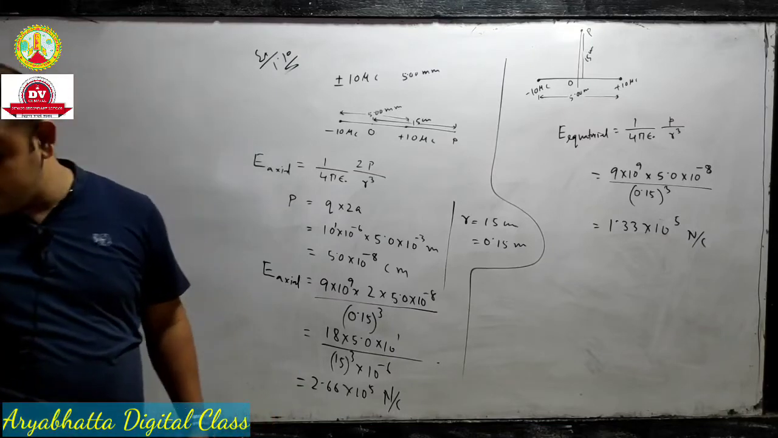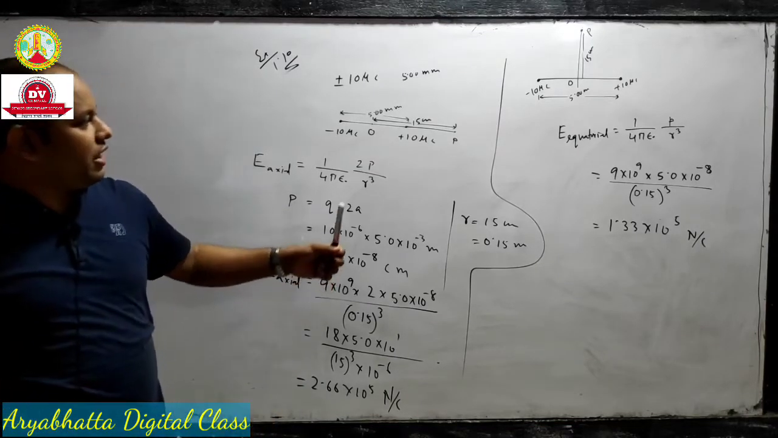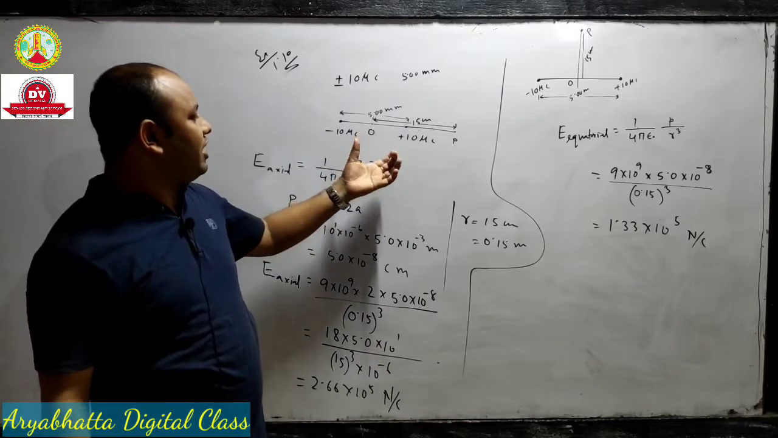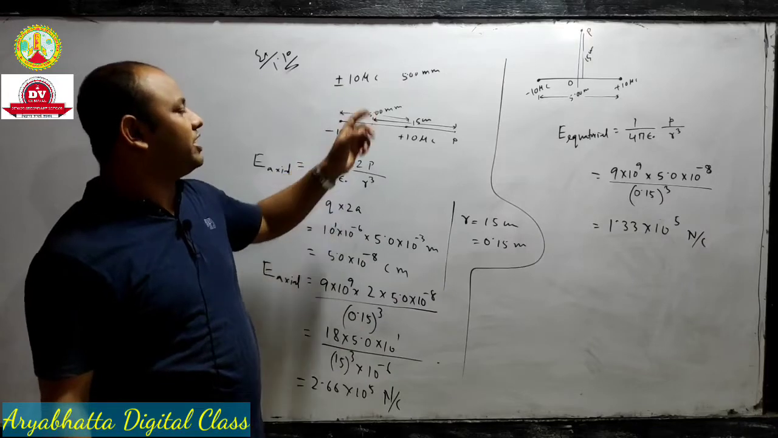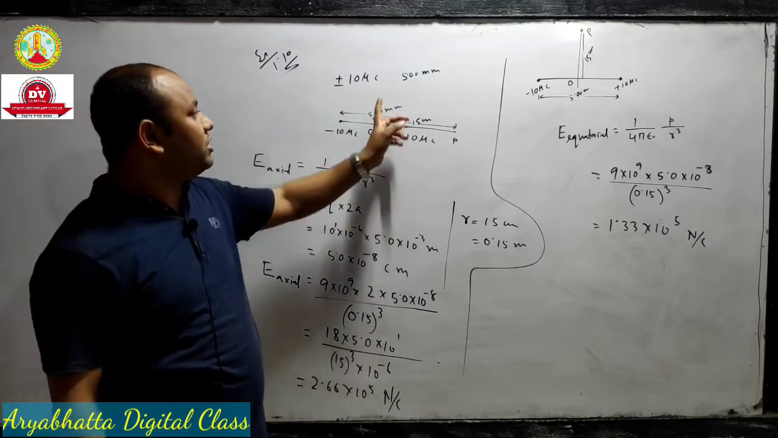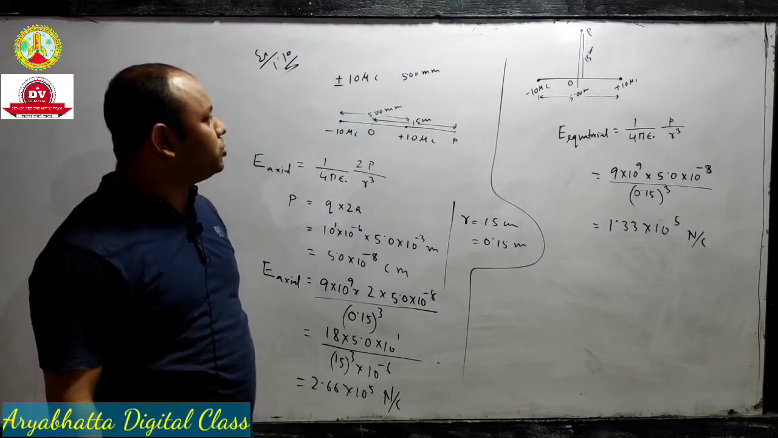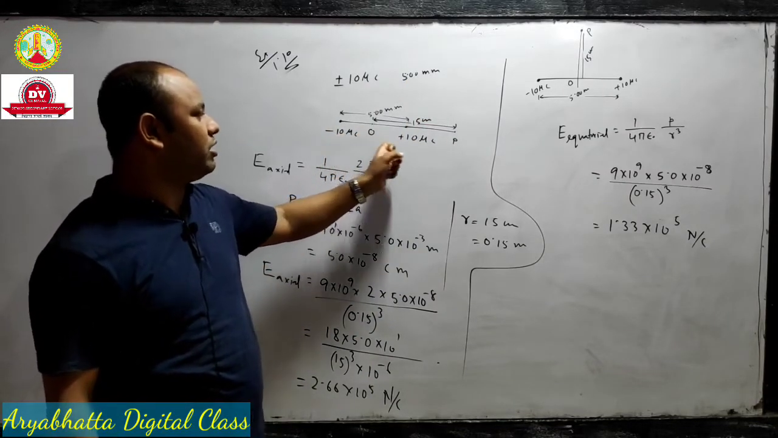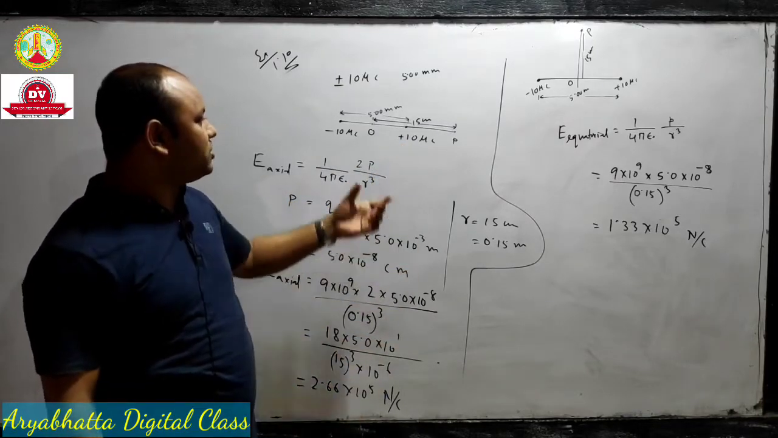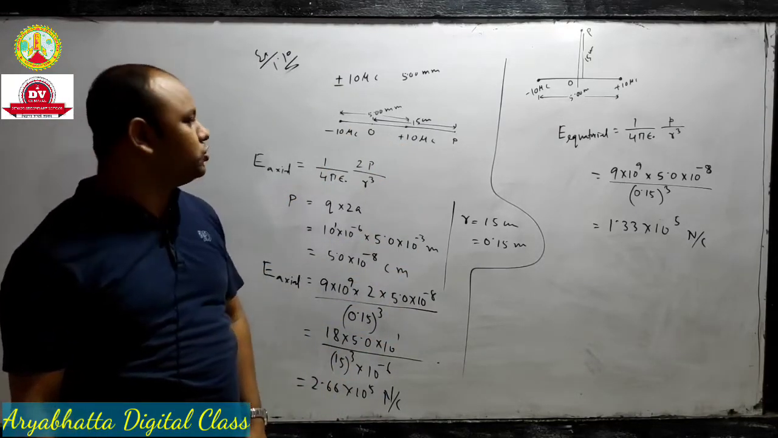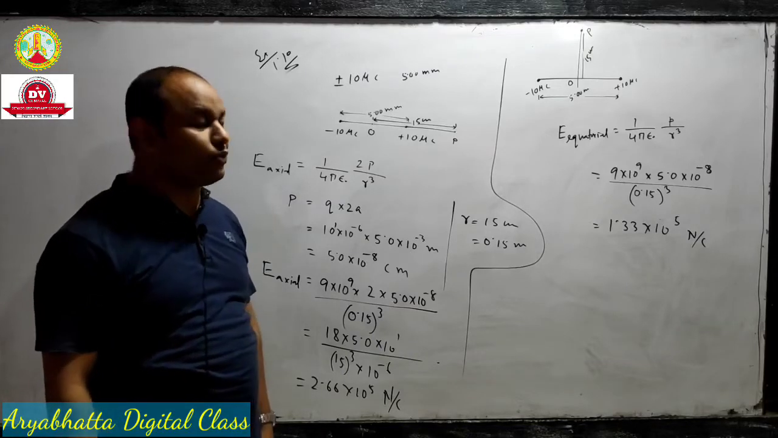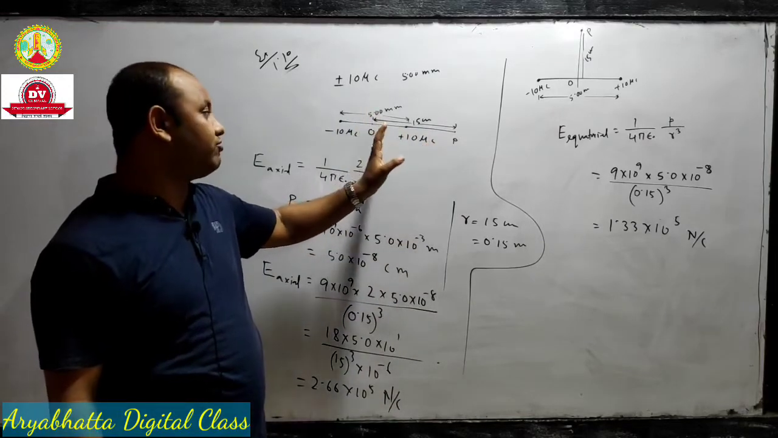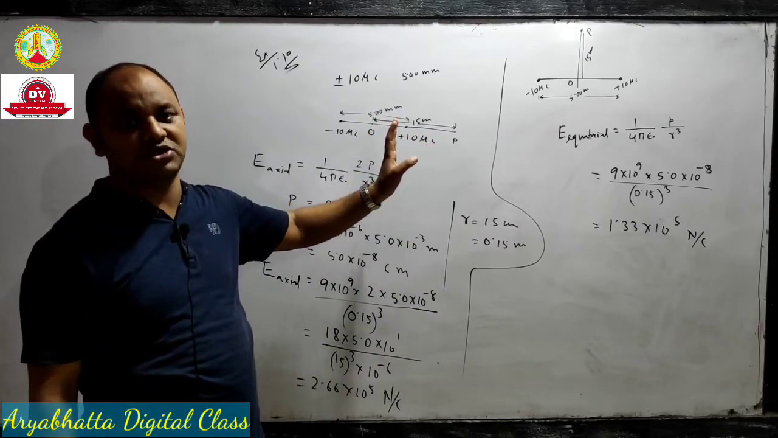We have another question, so I am repeating the question and answer again. Suppose we are given an electric dipole of charges plus minus 10 microcoulomb, separated by a distance of 5.00 millimeter. This is our minus 10 microcoulomb, and this is our plus 10 microcoulomb. We need to calculate the electric field on the axial line at a distance of 15 centimeter from the center of the dipole on the side of the positive charge.